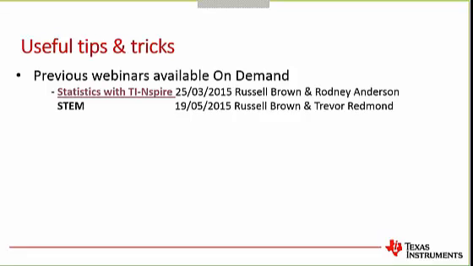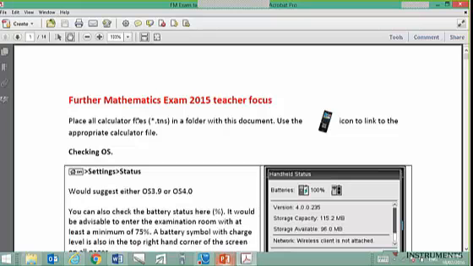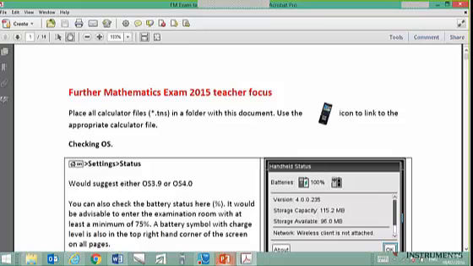Russell teamed up with Trevor Redmond to specifically look at a webinar on STEM. I haven't hyperlinked that into my PowerPoint, but I have a third one that I did myself with Russell September last year, and there's some clever stuff in there too. This document, once again, Russell prepared, and he put in, see the little calculator icon?